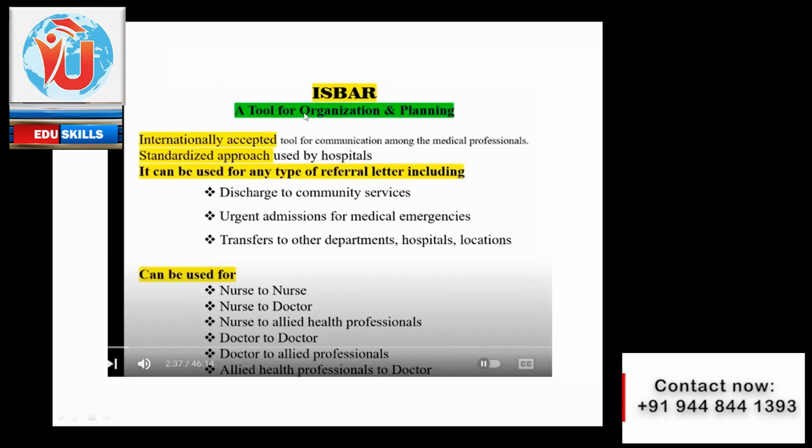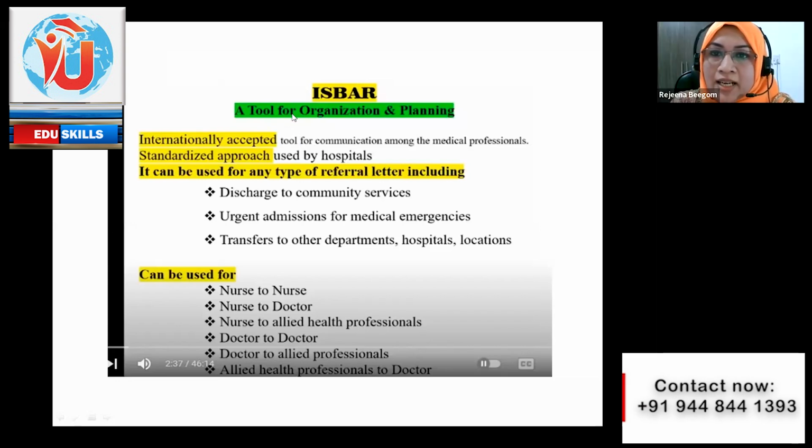So let's start with ISBAR. As we all know, OET writing doesn't have any special format. However, our mentors have used the ISBAR format in order to make our writing easy. So ISBAR is a tool for organization and planning. It is an internationally accepted tool for communication among medical professionals.